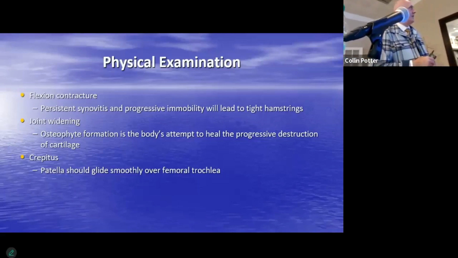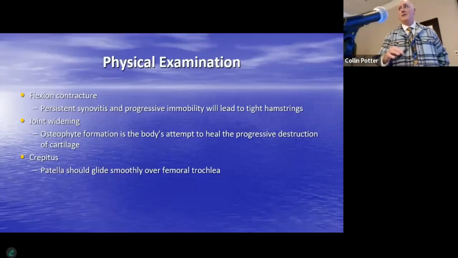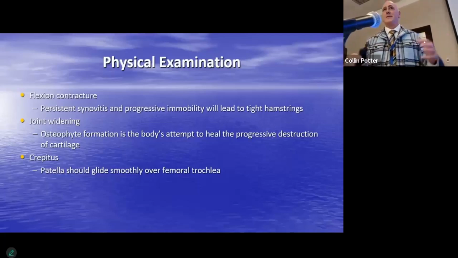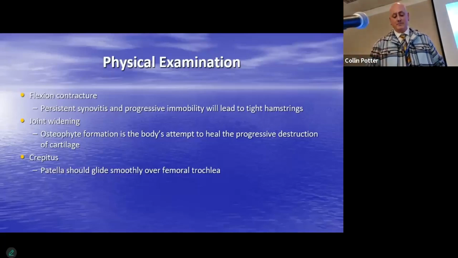We mentioned osteophytes there. Crepitus, you sort of feel that Rice Krispies as they're bending and straightening the knee. Sometimes it's over the anterior knee, patellofemoral joint. Sometimes it's medial or lateral. Sometimes it's debris. Could be a meniscal.